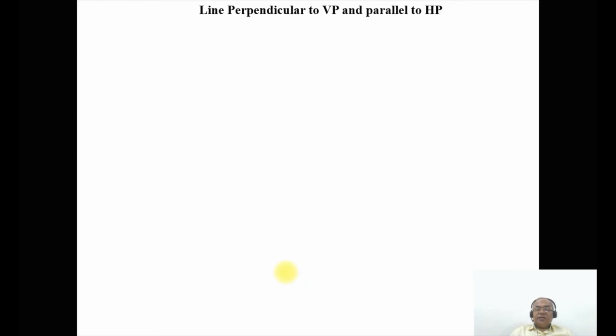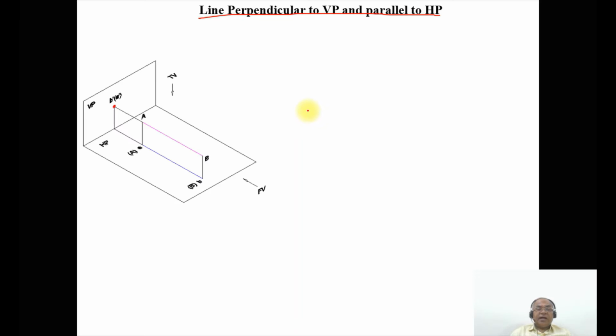So now we are going to consider one more case, which is case number 5: the line perpendicular to VP and parallel to HP. If you consider that, when you look from the front view, both the endpoints of the line, that is capital A and capital B, which are in space, are equidistant from the horizontal plane, like this.